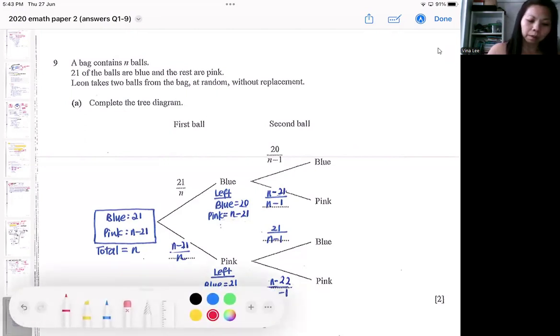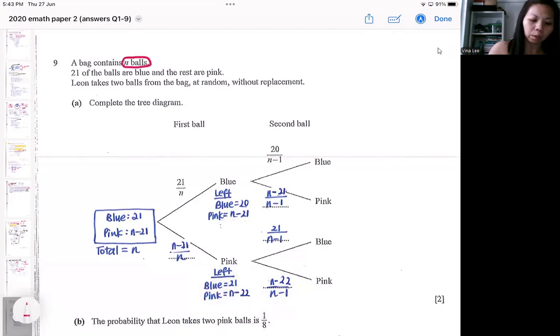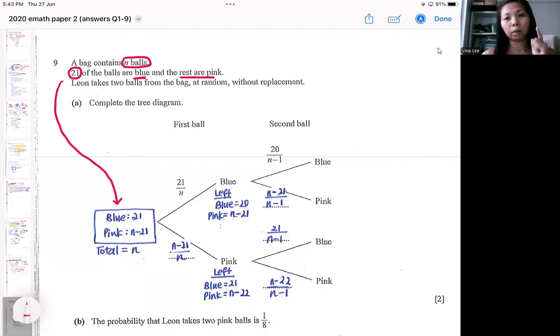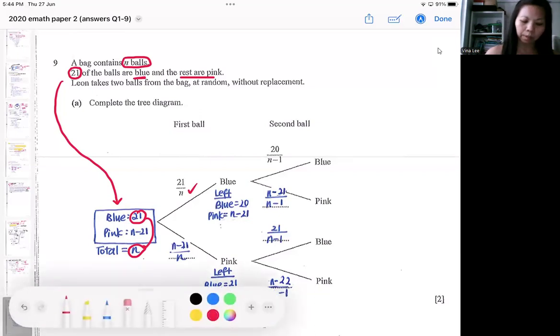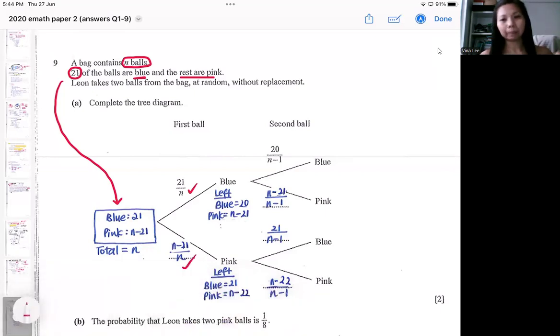For example, here we started with n balls, 21 of them are blue and the rest are pink. So I organized the information here. I know the blue ball is 21. I know the pink ball is n minus 21 and the total is n. So I need to know the total, and I need to know the individual quantity. If I want the probability that is blue, it's blue over the total. And if I want the probability of pink, it will be the number of pink over the total. So I think most of you, maybe until here, you're okay.